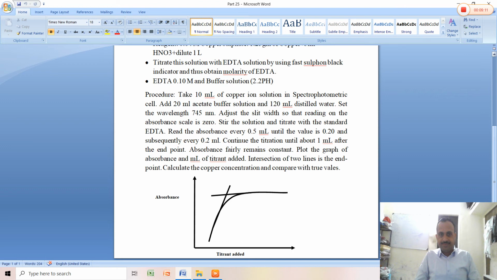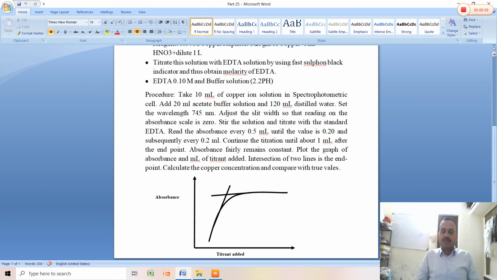The EDTA is nothing but a complexing agent. It is ethylene diamine tetraacetic acid. Read the absorbance every 0.5 ml until the value is 0.2. Now we get the absorbance 0.2 and subsequently every 0.2 ml. When we continuously add 0.5 ml, at that time take the reading also. This is important. Continue the titration until about 1 ml after the end point, adding 0.2 ml continuously.